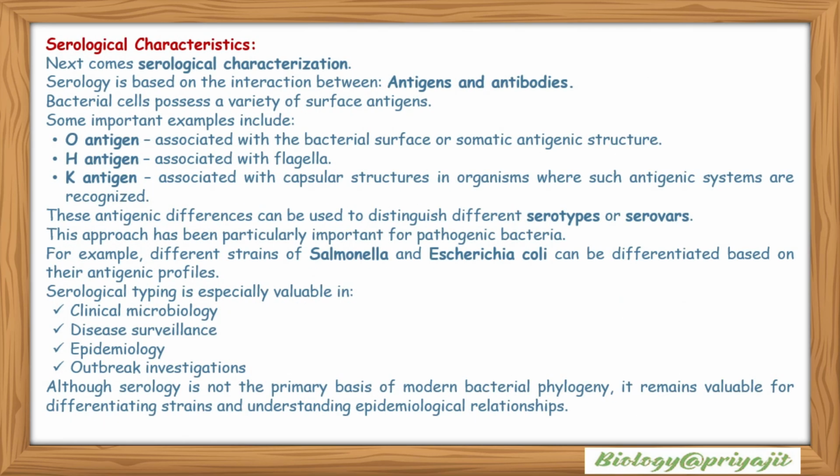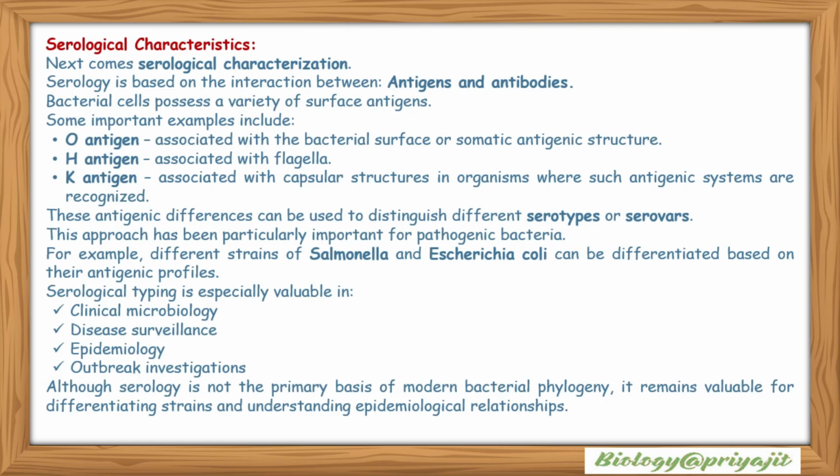Serological characters. Next comes serological characterization. Serology is based on the interaction between antigens and antibodies. Bacterial cells possess a variety of surface antigens. Some important examples include O antigen, H antigen and K antigen associated with capsular structures in organisms where such antigenic systems are recognized. These antigenic differences can be used to distinguish different serotypes or serovars.